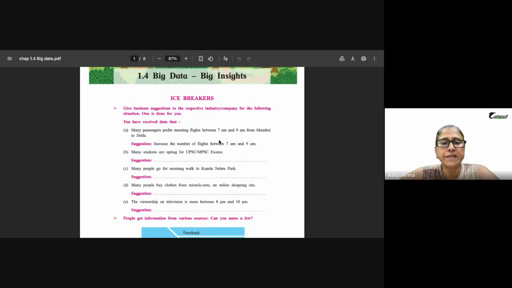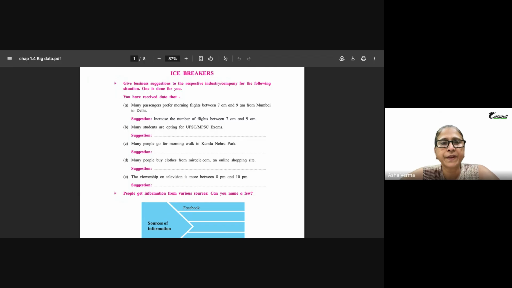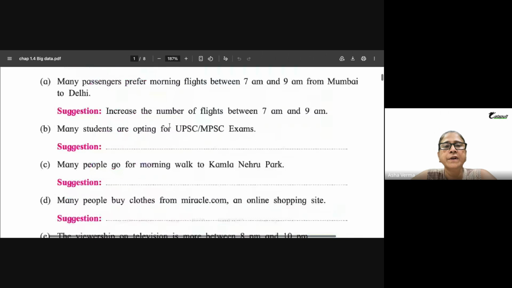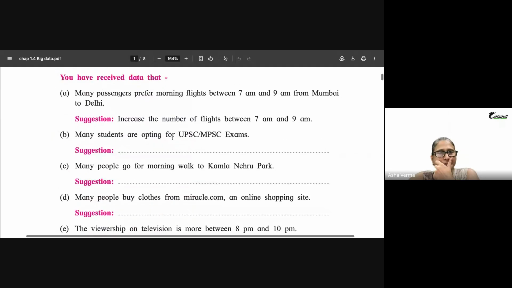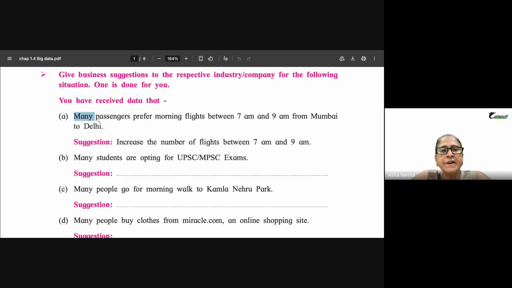All right, let's look at these icebreaker questions first. You have to give business suggestions to the respective industry or company for the following situation. So what data does is that it helps people know what to do next, right? For example, many passengers prefer morning flights between 7 a.m. to 9 a.m. from Mumbai to Delhi. Okay? If you have data that people prefer to travel between 7 a.m. to 9 a.m., तो फिर उस data से what is going to be your inference? What are you going to use that data for? You will suggest that the flights between 7 a.m. and 9 a.m. should increase because more people want to fly during early mornings, right?